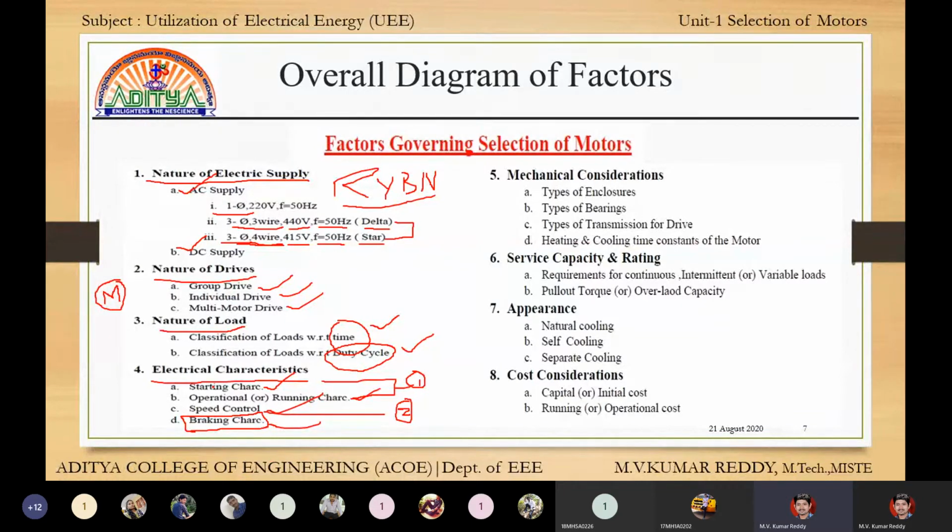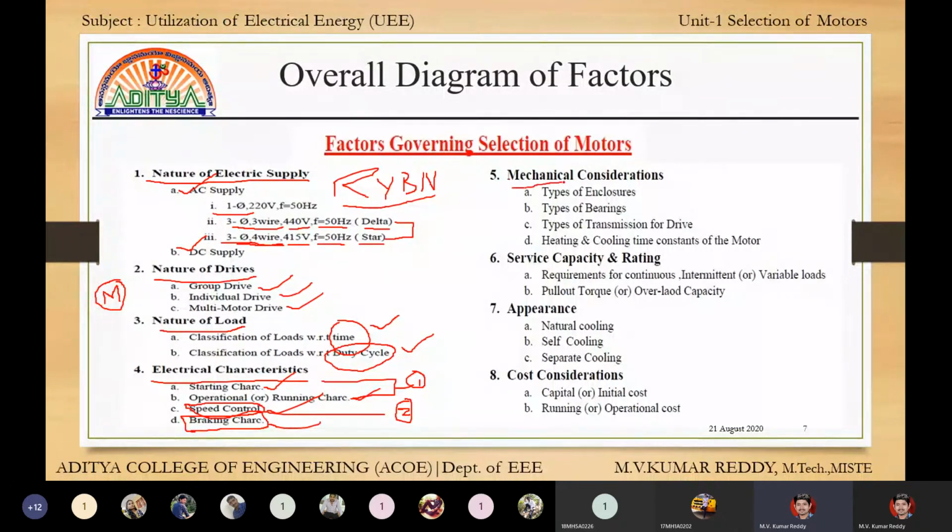In these electrical characteristics, under speed control, special types of speed control are there, which are called the Ward Leonard method and the constant current method. Okay, these are some of the important topics.